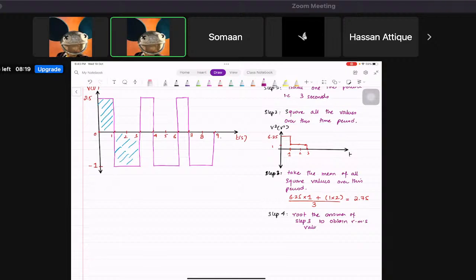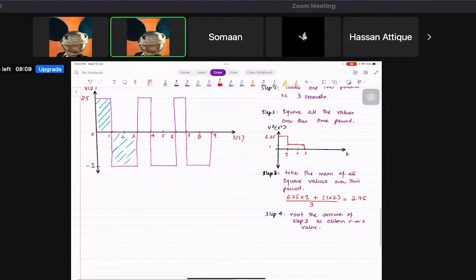And now let's do this. You say, okay, 2.75 under root will give you 1.66 volts. And that is basically the RMS voltage. Do you guys understand? If you look at the steps, what I've done, right?